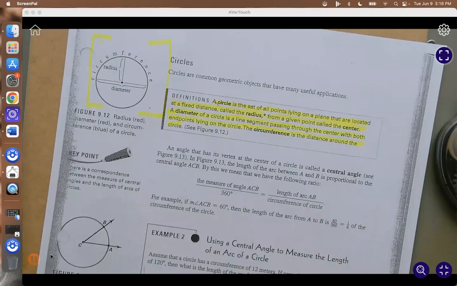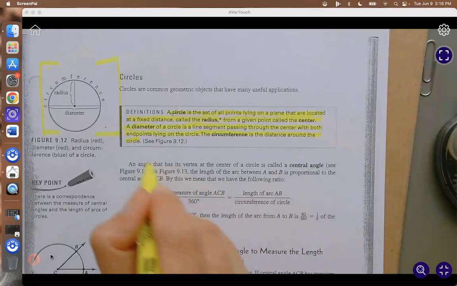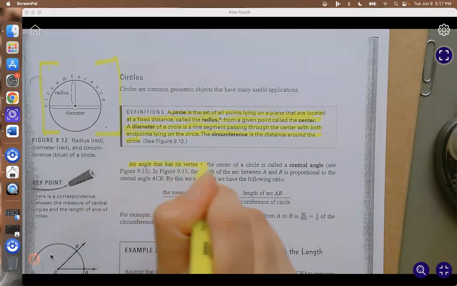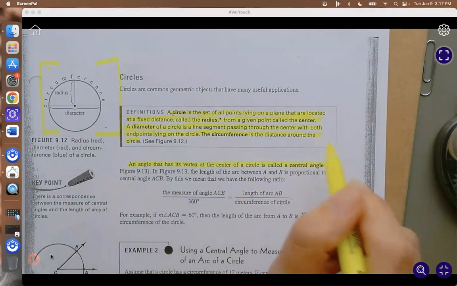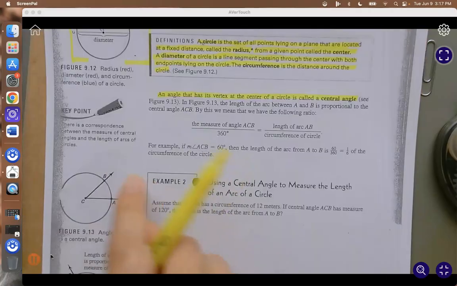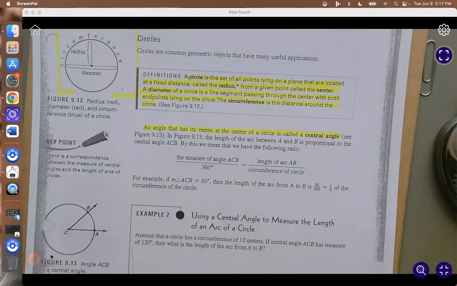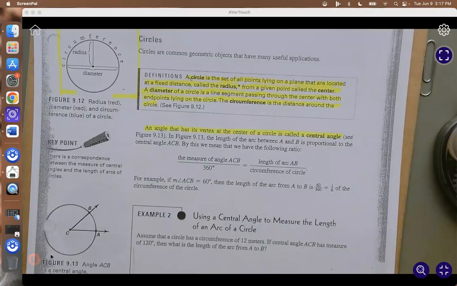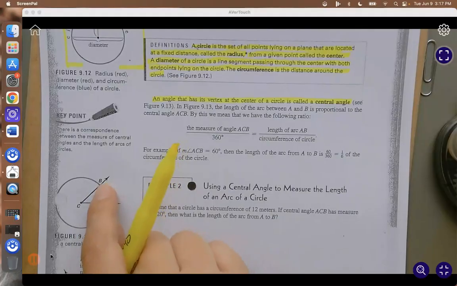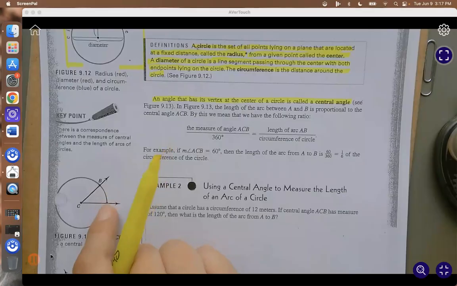An angle that has its vertex at the center is called a central angle. That means it's like cutting a piece of pie, cutting it to the center. The length of the arc: when I talk about arc length, I talk about it looking like the crust. How long is your crust? How long is this arc?